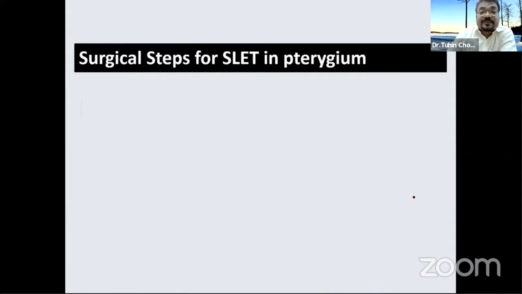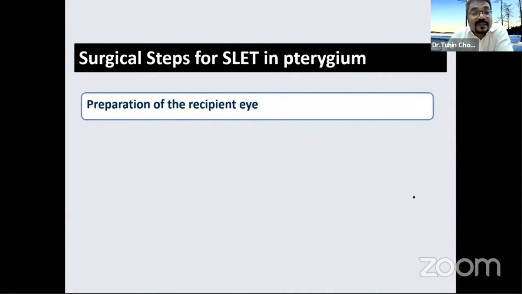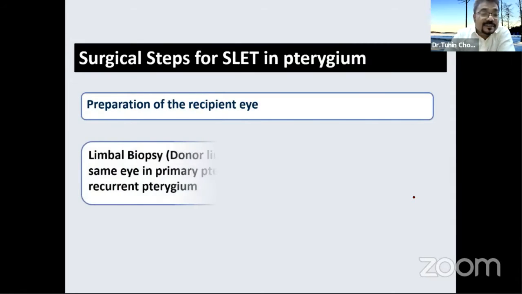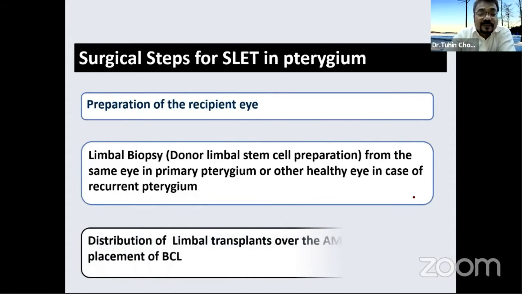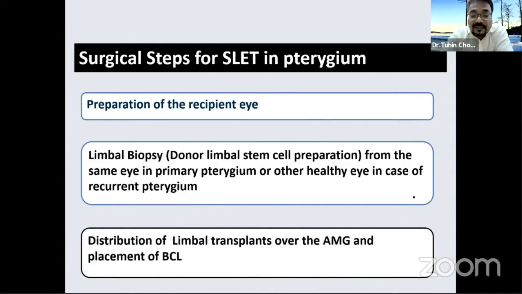So what are the surgical steps for pterygium? First, you have to prepare the recipient eye, as in all cases. Then you have to take the limbal biopsy, that is, donor limbal stem cell preparation from the same eye in primary pterygium, or the other healthy eye in case of recurrent pterygium. And then distribution of the limbal transplants over the amniotic membrane graft, and then placement of a bandage contact lens.